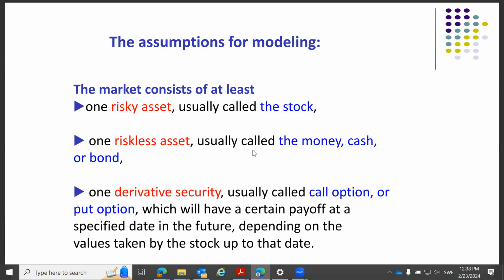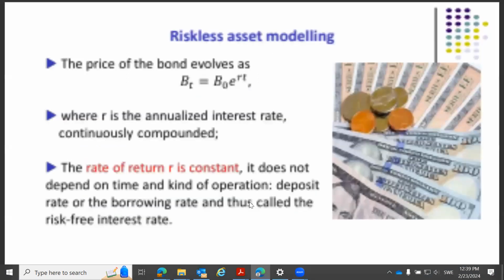These are opportunities for the investor. The investor can put money in a bank account, and it is a riskless asset. The investor can trade a risky asset, for example, a stock, and can trade derivative securities. In our case, it will be European options. Okay.